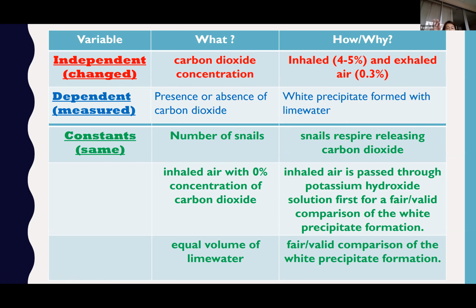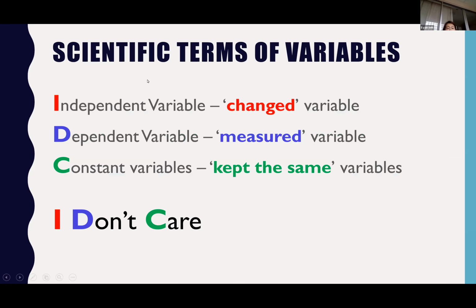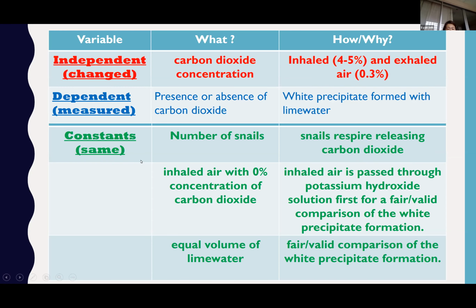So in total, we will have all these: the independent, the dependent and constant, followed by the conclusion. Then you are very sure that you are able to score full marks for that particular part of the question.